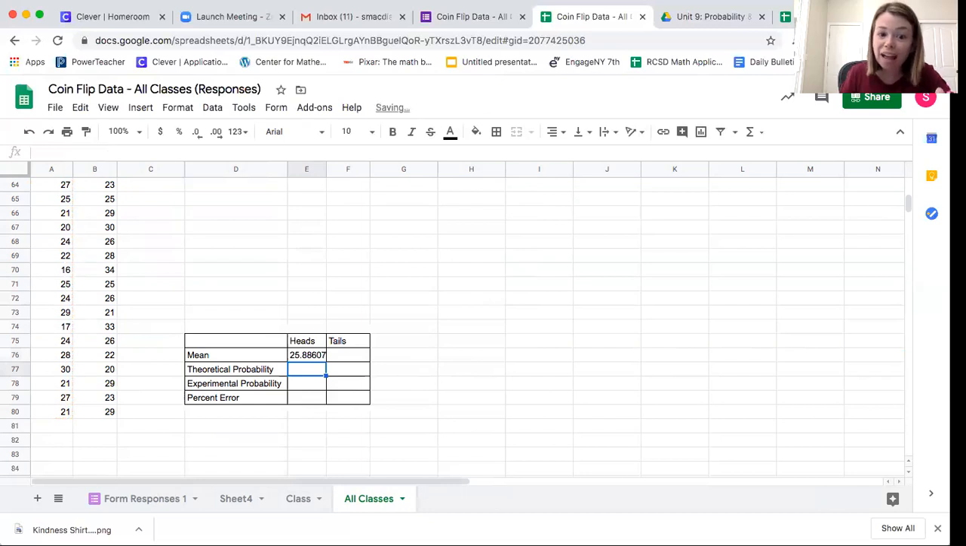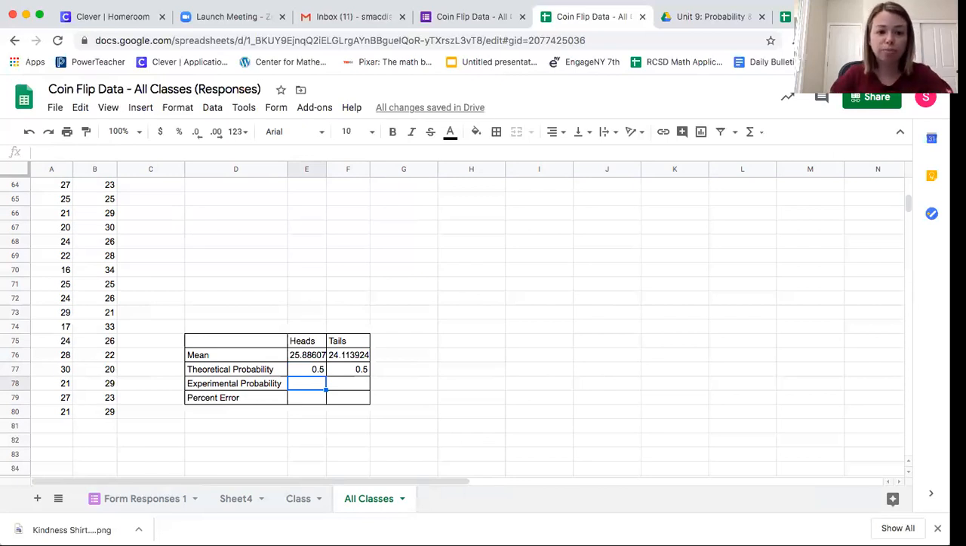All right, so on average, people flipped heads a little more than half the time. Just a little bit. It's like 8/10 more or 9/10 more. So I'm going to copy this and paste it over here. So heads seems to be the favorite. Now the theoretical probability we know is 0.5, so 5/10. And then we're going to use the mean to find the experimental probability.